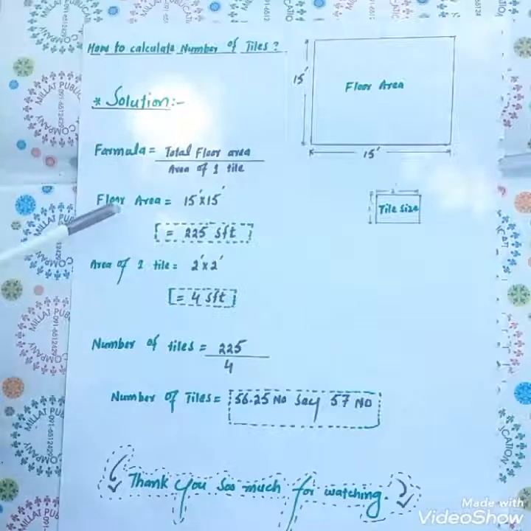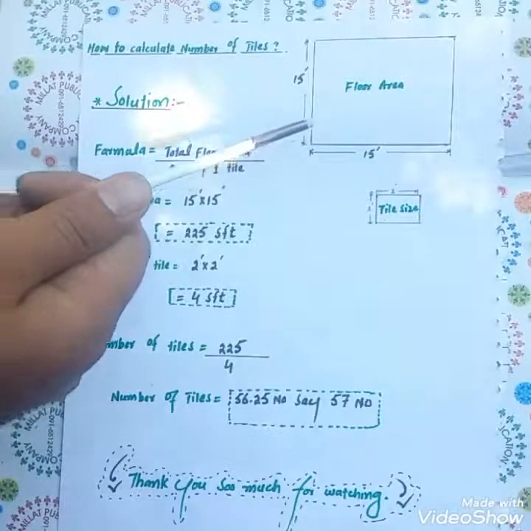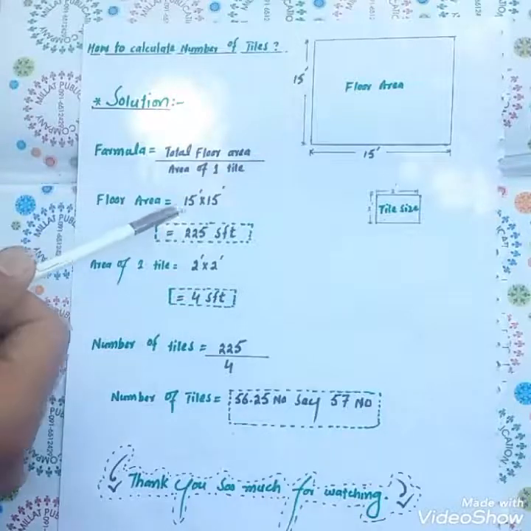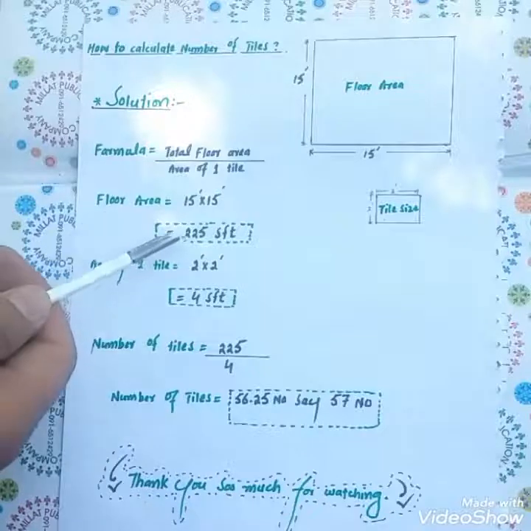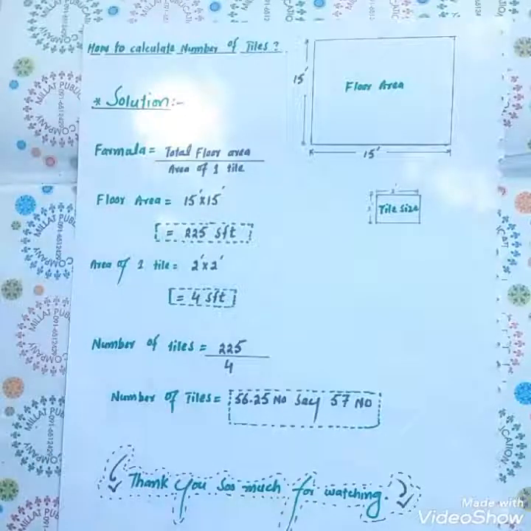First of all, we need to find the area of the floor. Floor area equals 15 feet by 15 feet. Floor area equals 225 square feet.